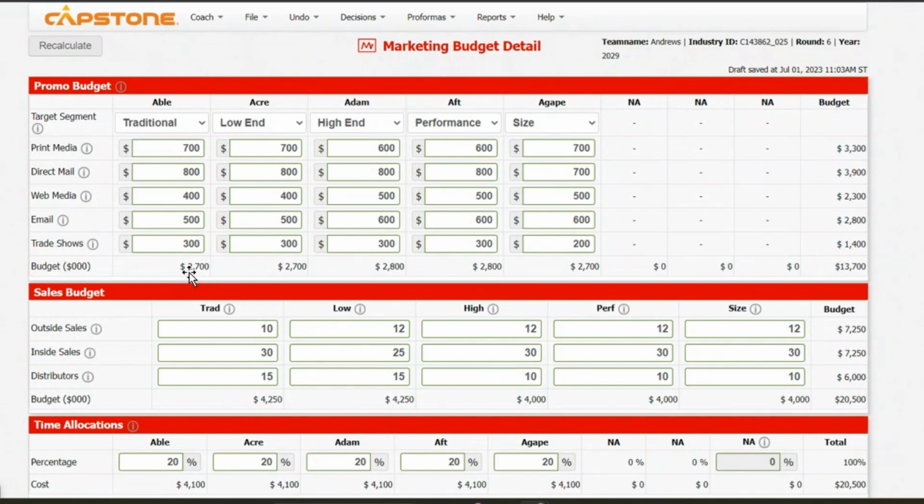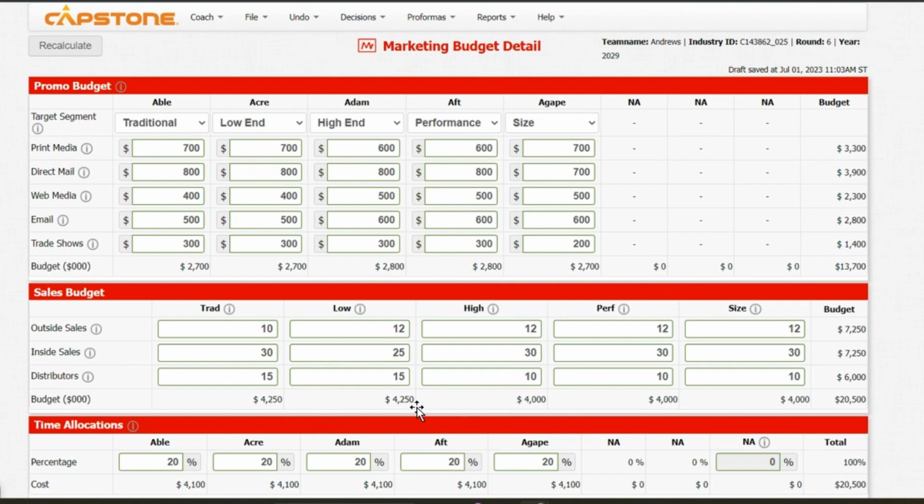And same with the sales budget, divide it according to the information given here. Click on each and every icon, read through it. It is pretty simple. It's not rocket science, trust me. This is the easiest part of deciding the promo budget and sales budget. Keep it around 4,000 to 4,250 wherever it allows you.